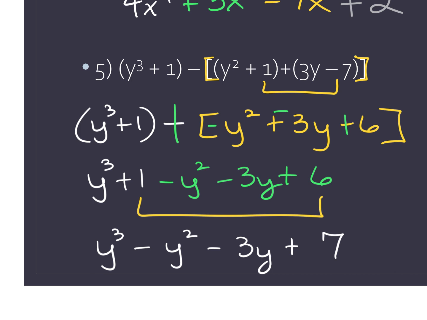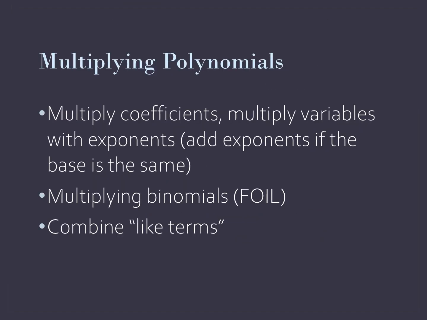Next, we're going to talk about multiplying polynomials. So this was the adding and subtracting, and essentially combine like terms. When you multiply polynomials, you're going to multiply the coefficients, and then if you have any variables that have exponents, you're going to add the exponents if they have the same base. When you're multiplying two binomials, you can either apply the distributive property or use the acronym FOIL. And then after you multiply, if there are any like terms to combine, you will combine them.